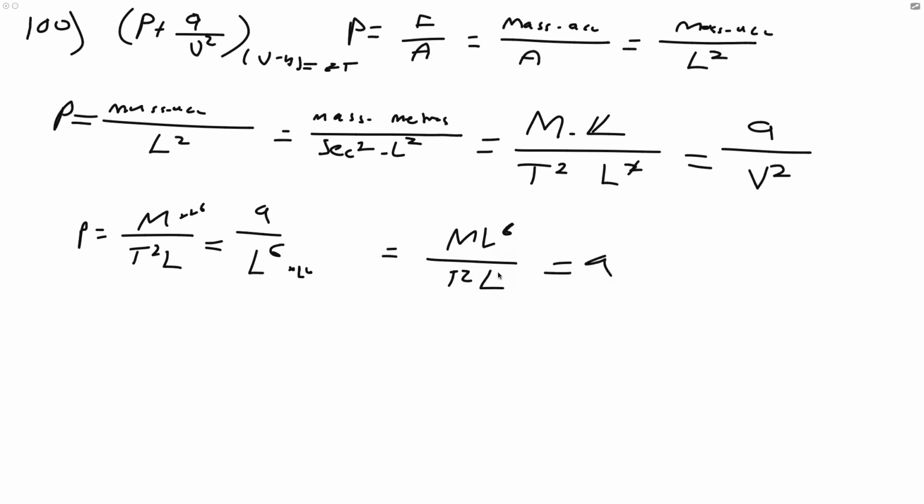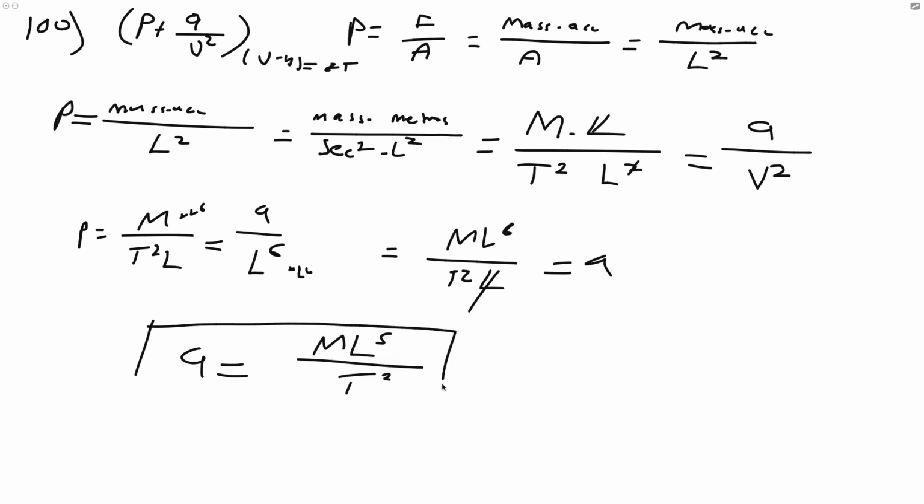Just cross it off. Therefore, A is going to equal M L to the power 5 over T squared. So therefore, our answer, if we take a look at our options, ML^5 over T squared is going to be B. So our answer for 100 is B.